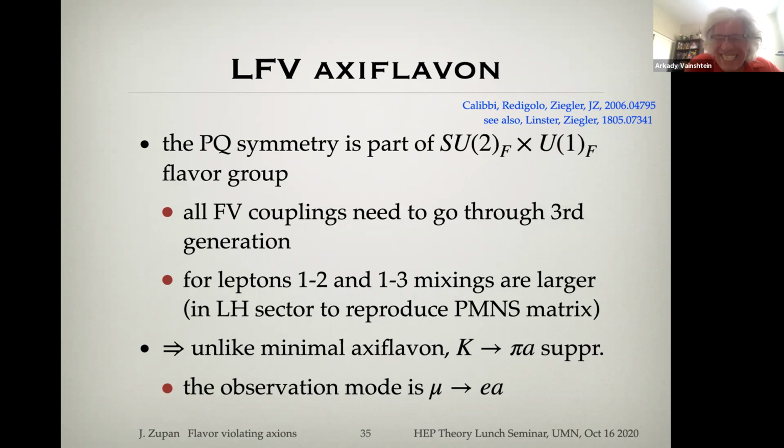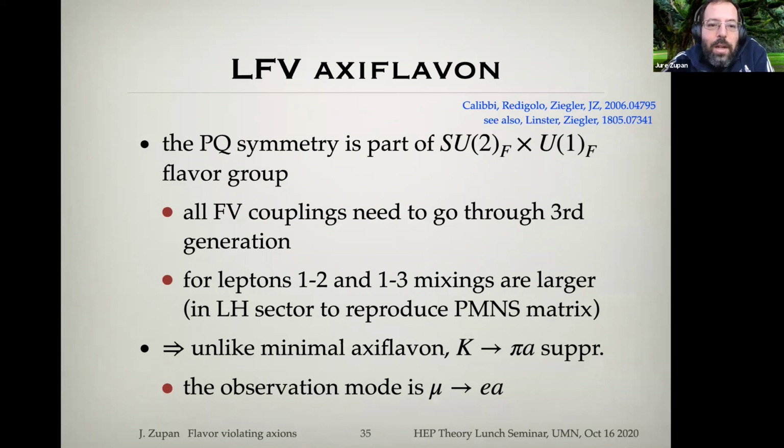Yeah, so of course there are many choices here. The goal was really to have axions that couple mostly to leptons, and that have large flavor violating leptonic couplings. Some of the models are ugly, some are more realistic. So I think this LFV axiflavon is actually not so bad.